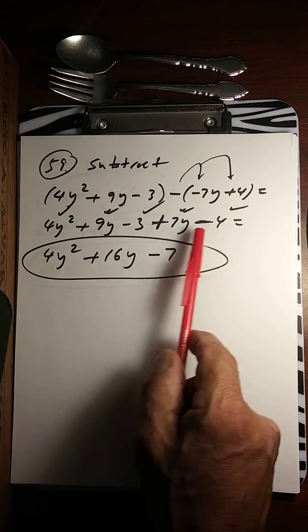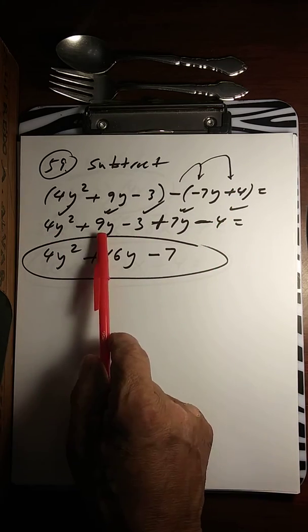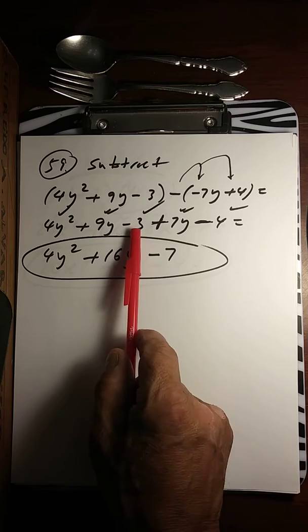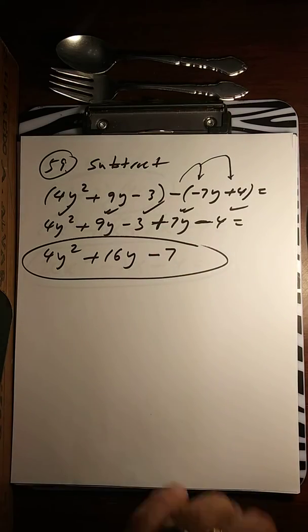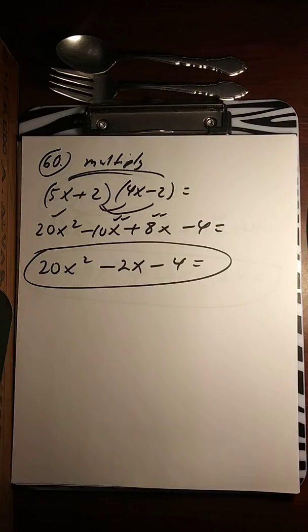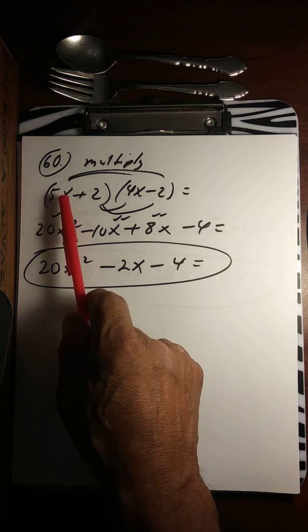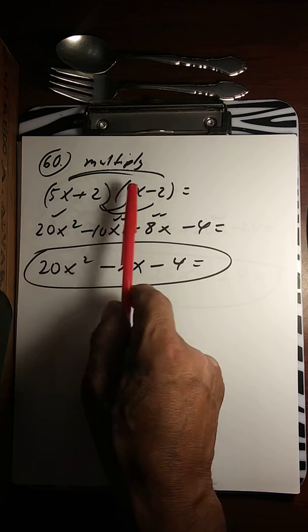Subtract. This, copy it. Minus is plus. Minus a plus is a minus. So now we have 4y squared, 9y, 7y, 16y, and minus 3 and minus 4 is minus 7. Change the signs. So 5 times 4 is 20x squared. 5 times that is negative 10.